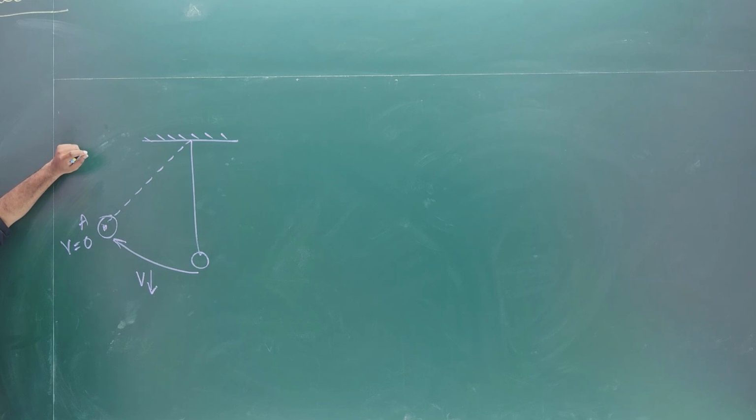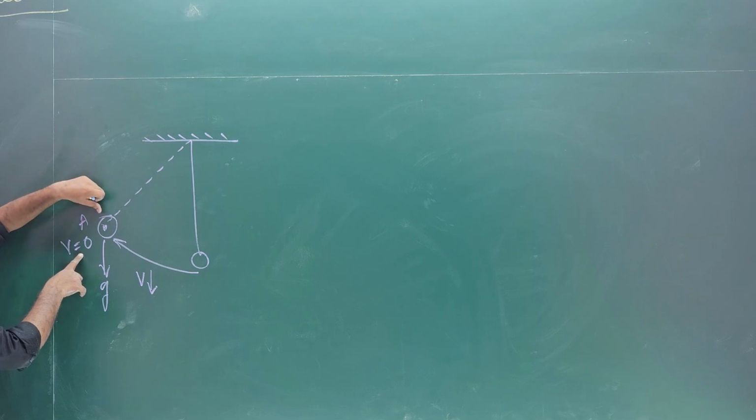Still g is acting. Where will the acceleration due to gravity act? Gravity will act downward. So g is acting. So can I say that for a very short instant of time, that is dt time, velocity is 0.